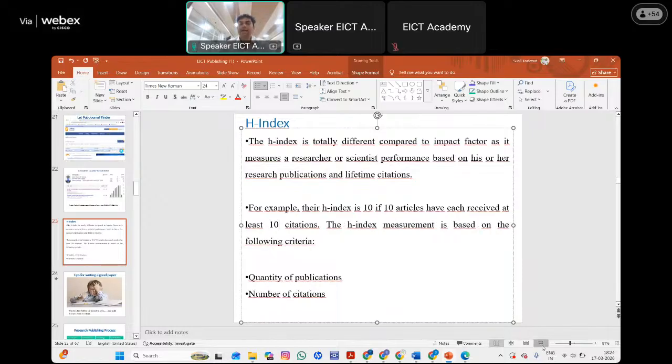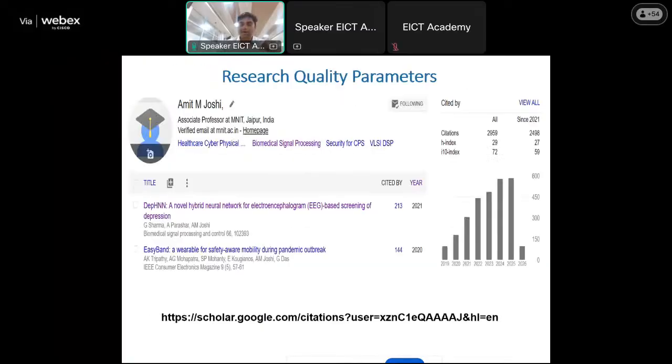So ultimately, when I have an H index of 29, that means I have published a total of 184 articles, out of which 29 articles have been cited at least 29 times. So look, the first article has been cited 213 times, the second 144 times, then the third 112 times, okay. So there are 4 articles above 100, but I have 29 articles which were cited at least 29 times. So that is an H index, okay.